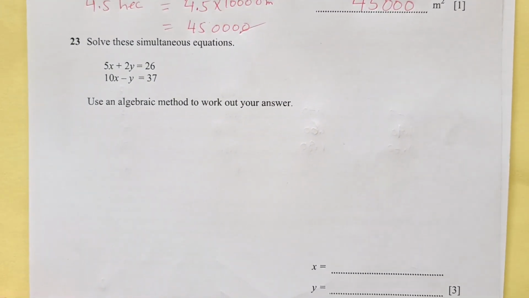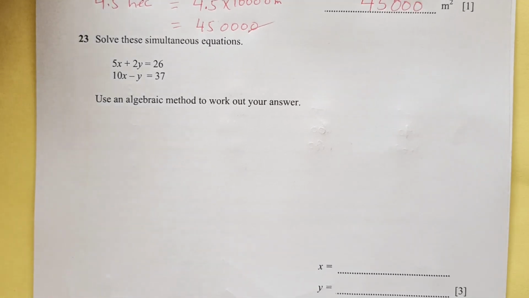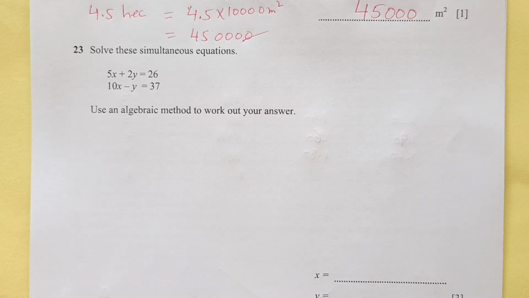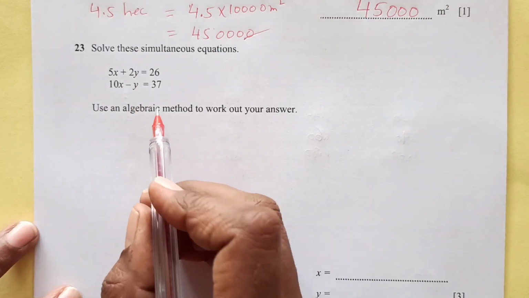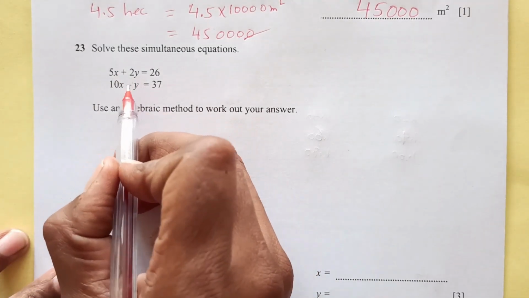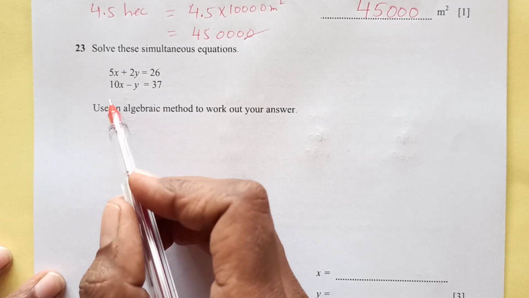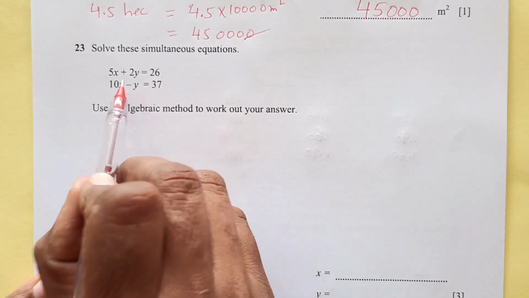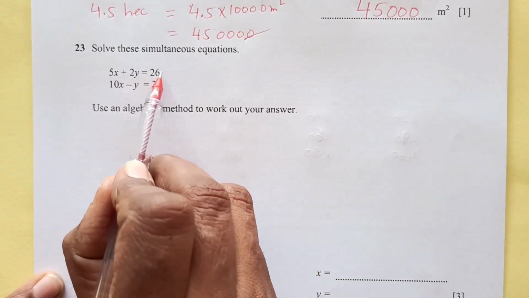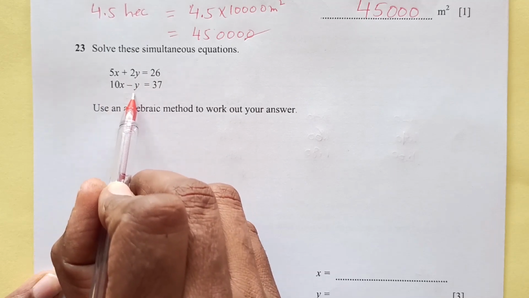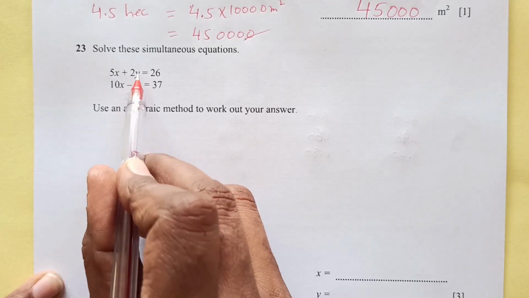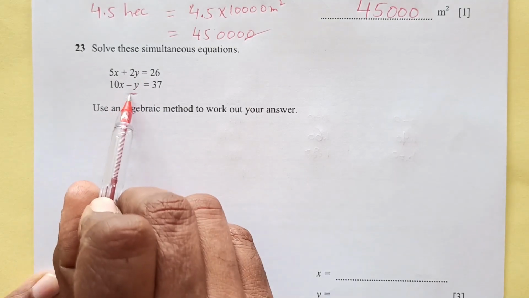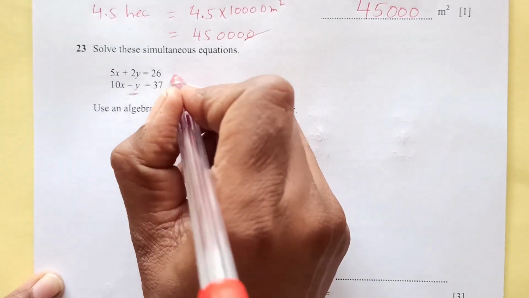Now we have a simultaneous equation. This is a 3 marks question. Let me explain step by step. To solve a simultaneous equation, we need to see how we can make the coefficients the same. Observe this equation, it's easy to make the coefficient of y as 2y. Then we will make these two coefficients the same, right? So let me show you how.